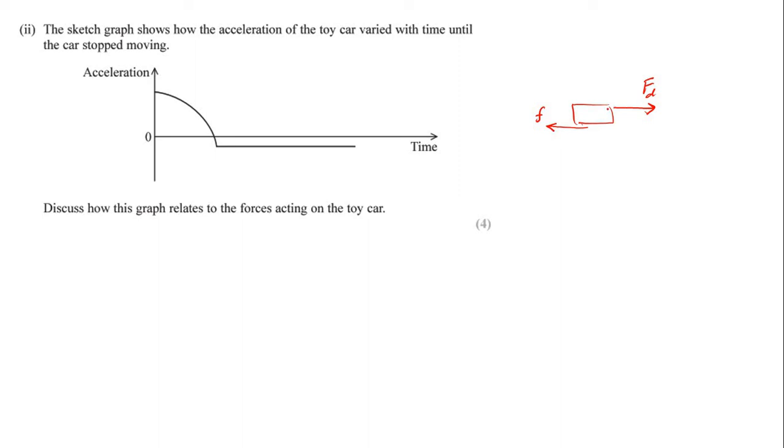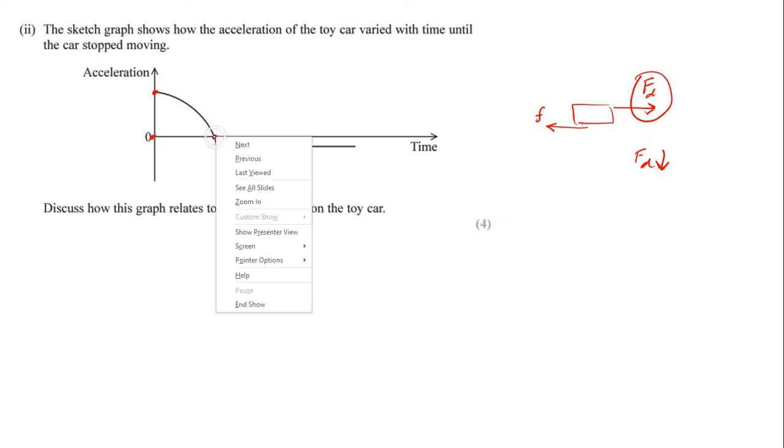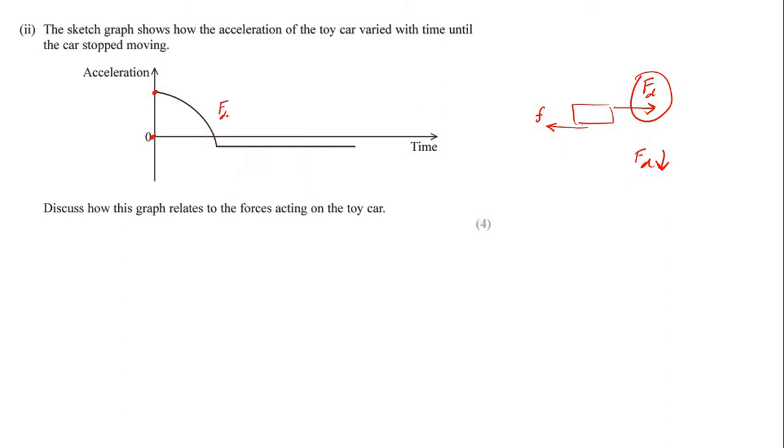Initially, because when we pull back we have maximum energy stored, we have a maximum force acting at t equal to 0. So at the start we have a maximum acceleration. But as the car starts moving, this driving force keeps decreasing. That's why acceleration keeps decreasing until at some time driving force Fd is equal to the friction force. So there's no net force, so acceleration is 0.